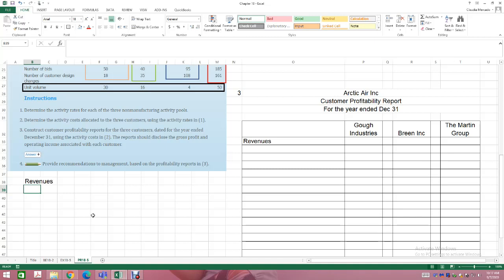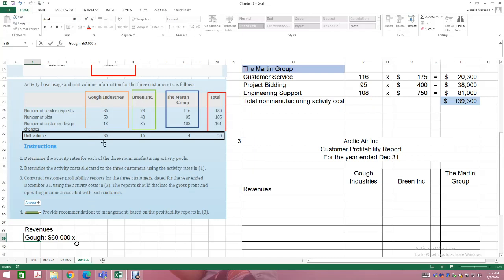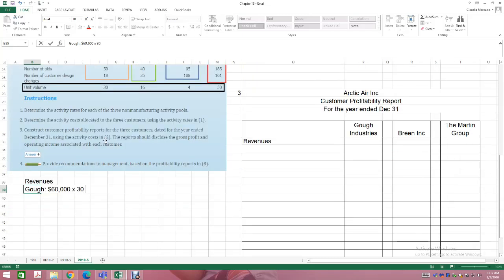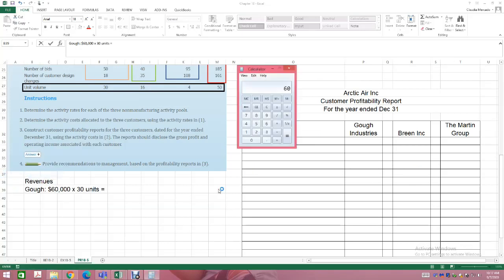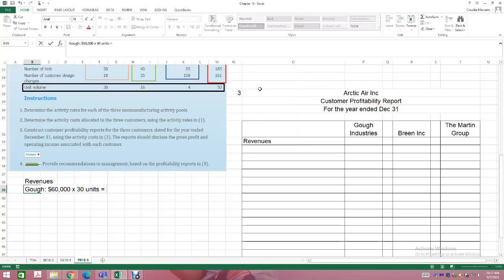So my revenues for Go. I know that I sell each AC unit at 60,000, and for Go, I sold 30 units. So that's going to give me, let me get my calculator, 60,000 times 30 units. That's going to give me $1,800,000. So that's for Go. We're going to do the same thing for Bryn, and then I'll just transfer it over.